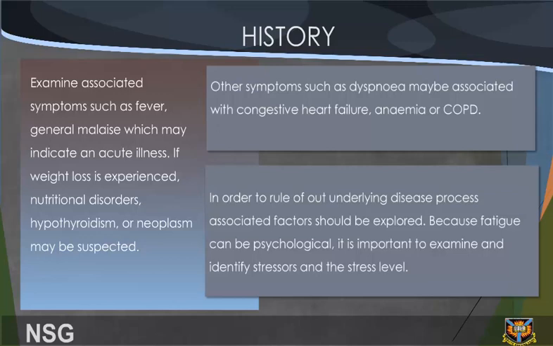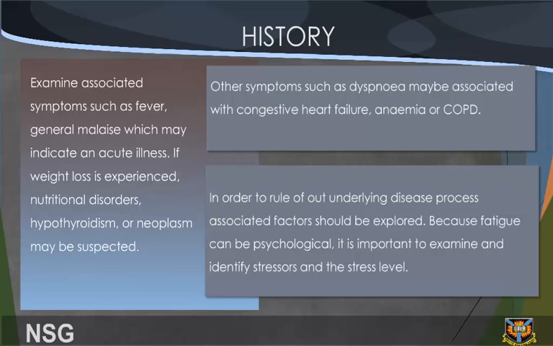History. Examine associated symptoms such as fever, general malaise, which may indicate an acute illness. If weight loss is experienced, nutritional disorders, hypothyroidism, or neoplasm may be suspected. Other symptoms such as dyspnea may be associated with congestive heart failure, anemia, or COPD. In order to rule out underlying disease process, associated factors should be explored.